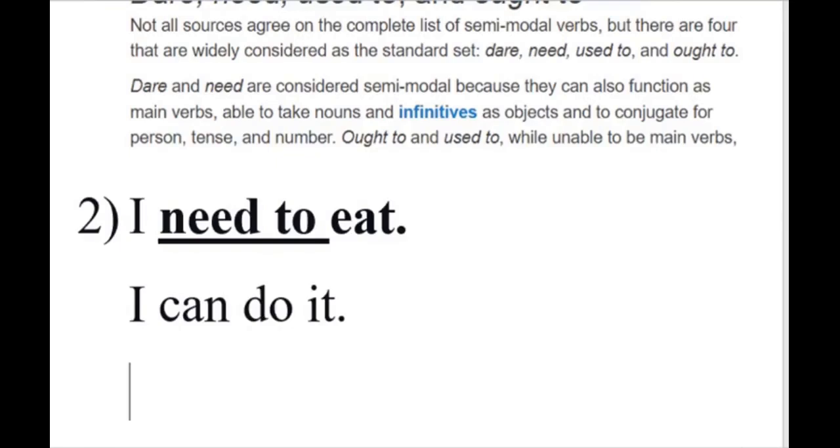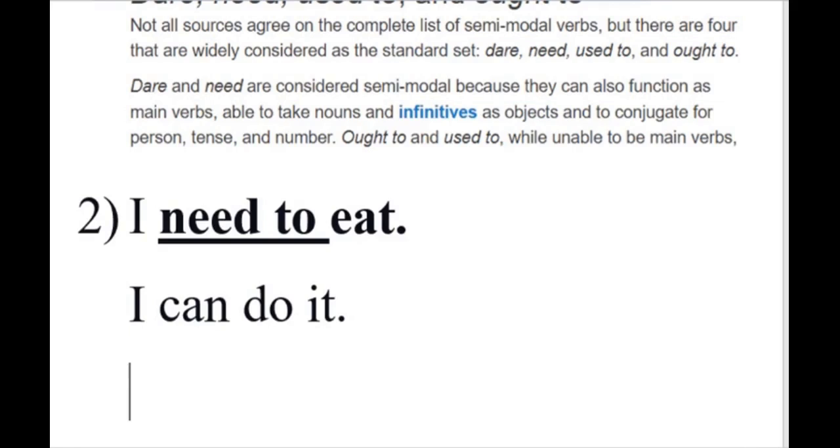The second point which Dave makes, and which is also wrong, is that in this sentence, eat is not an infinitive. It doesn't even matter if need to is modal or if it's not modal. It doesn't matter. Even if it was modal, eat would remain an infinitive. What else can it be other than an infinitive?